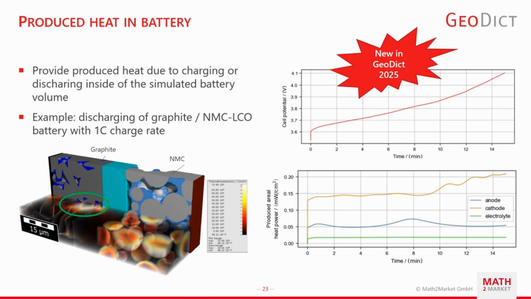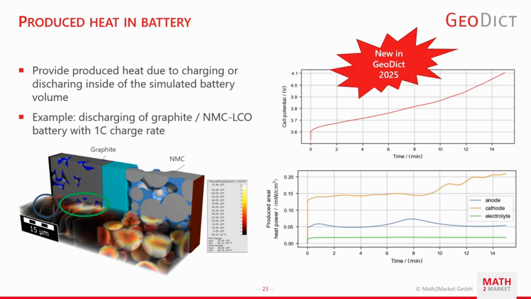For example, if you look at the electrolyte heat, then you see here that there is one hotspot close to the separator where you have some bottlenecks, so all the ions need to go through this small section. And here you have quite a lot of heat produced.